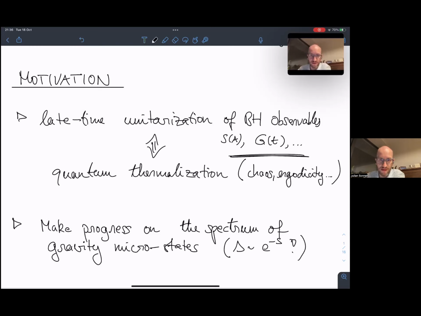So in fewer words, we want to understand the black hole and the thermal physics associated to a black hole by thinking about quantum thermalization. And quantum thermalization immediately leads to the ideas of chaos, which I've already mentioned, and ergodicity, and all the beautiful associated phenomena. So the first motivation for thinking about chaos in this context is, again, specific physical principles that allow us to understand late-time unitarization of black hole observables.